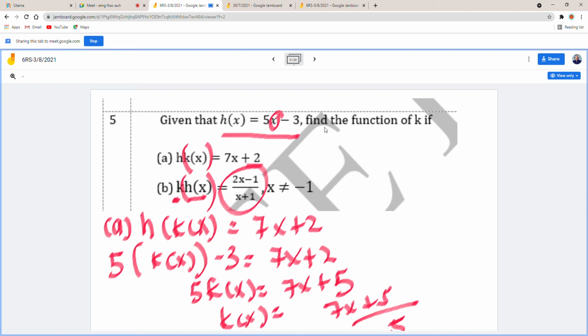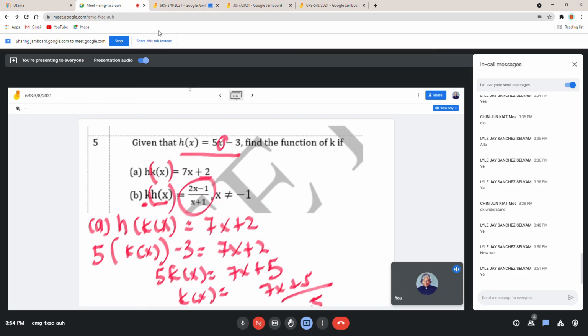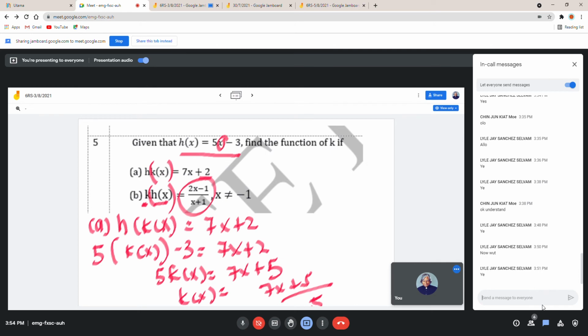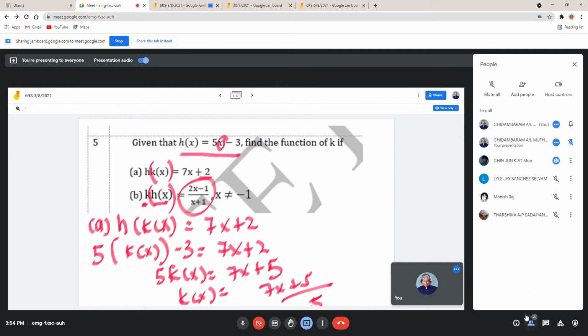y equals 7x plus 2. 7x plus, here they gave what, look. So we need to compare. Not to compare this one, just substituting and then finding the kx. That's all okay, right? Yes, boss. Okay, so what happened to Jude? Yes, what? Oh, you're still here, okay.